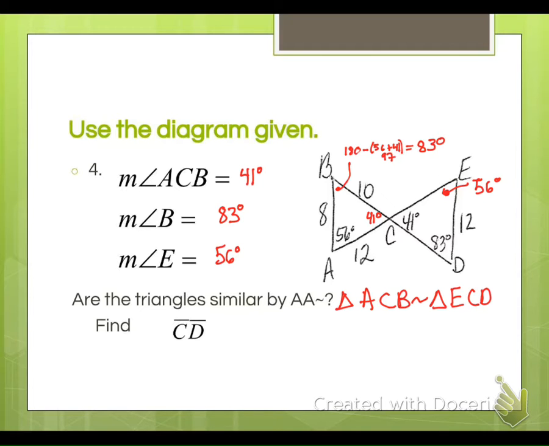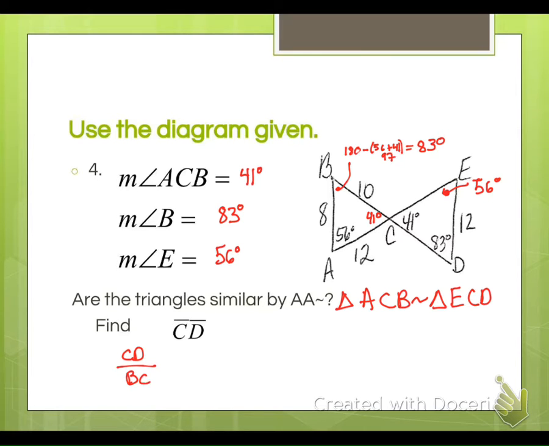Now that we have this, we have to find the missing side length. Once again, we have to create that ratio. Right now, we're looking for CD. CD is wedged between 41 and 83. So if I'm looking for CD, which other side is wedged between 41 and 83?